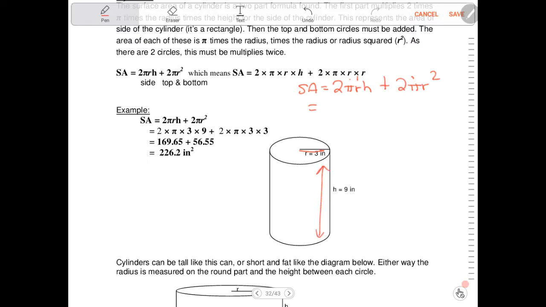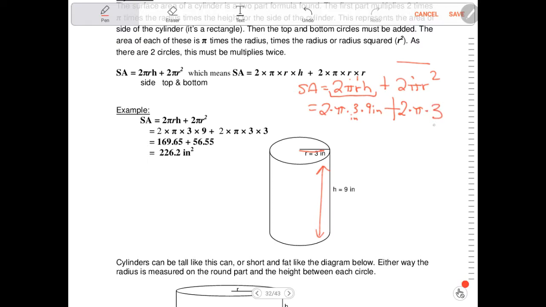Let's fill in our values. So if you look at this portion of the formula, everything is right next to each other with nothing in between. So that means multiplication. So it's going to be 2 times pi times your radius, which is 3 inches, times your height, which is 9 inches, plus, now we have to do this side, 2 times pi times your radius squared.